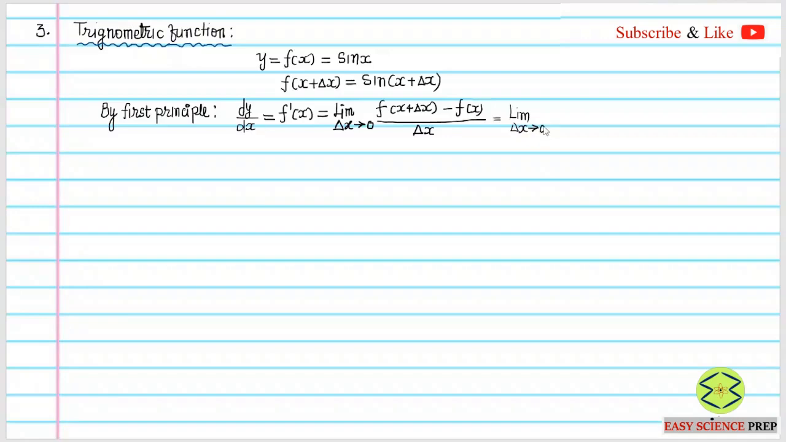So limit delta x tends to 0. f of x plus delta x is nothing but sine of x plus delta x, so I can put the corresponding value here. Similarly f of x, you know, is sine of x, whole divided by delta x.